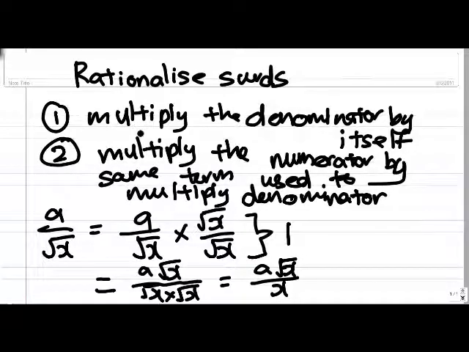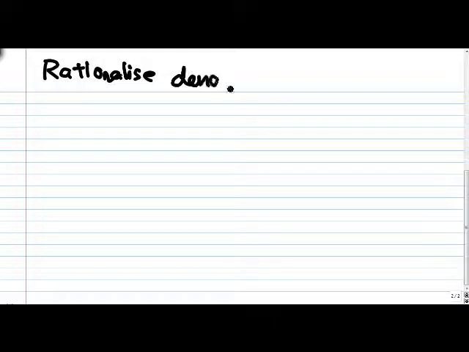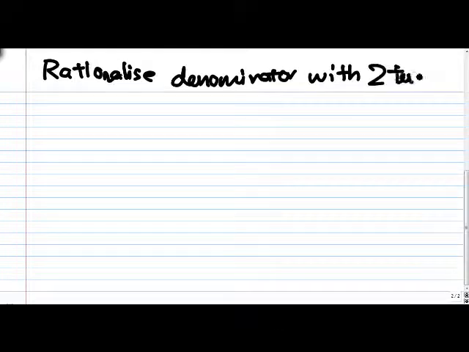Now this is really an oversimplified example of how you can rationalize surds, and you're only rationalizing it with one term. Now let me give you another scenario. Now we're trying to rationalize surds with denominators of 2 terms. Rationalizing a denominator with 2 terms.